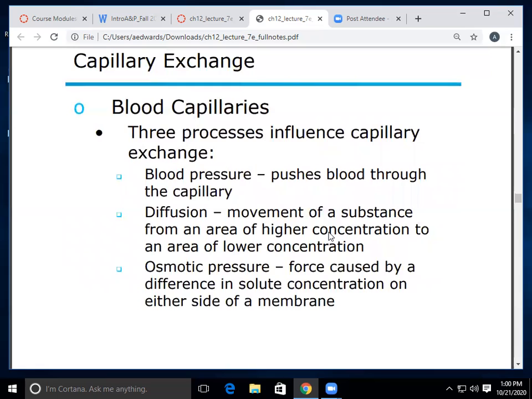So what affects exchange of materials through the capillary? Well, I'm glad you asked. Well, you have three things. One is blood pressure, one is diffusion, one's osmotic pressure. So the force of blood being pushed through the capillary can affect how well materials get exchanged across the capillary. Okay, the concentration gradient, depending on what's the difference between the inside of the capillary and the outside of the capillary. Osmotic pressure. So if you have a difference in solute concentration on either side of the membrane, you can get osmotic pressure. Okay.